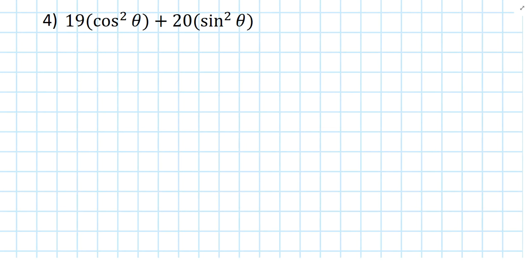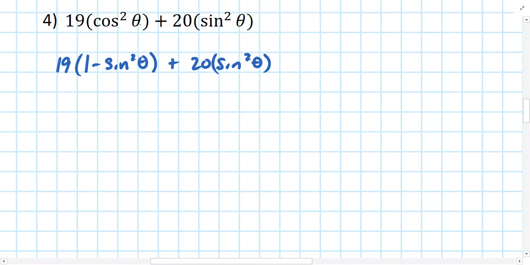So what I'm going to do first is rewrite this cosine squared into some form of sine squared so that we have only sine squared in the expression. Okay, so cosine squared using the Pythagorean identities is the same as 1 minus sine squared. Now I'm going to distribute in this grouping on the left.